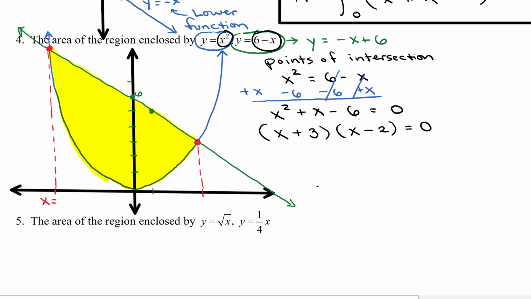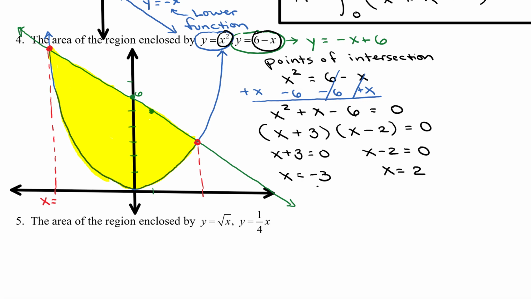I'm going to set each one of these factors equal to 0, and I'm going to solve. So let's go ahead and set this up. We're going to write x plus 3 equal to 0, and x minus 2 equal to 0. And then let's solve each one. For the first equation, I'm going to get x equal to negative 3, and the second one, I'm going to get x equal to positive 2. That tells me my x values here, where these two functions are intersecting. So I went ahead and wrote x equals negative 3, and x equals 2 for my two dashed line segments that I drew here connecting where the functions intersect down to the x-axis.